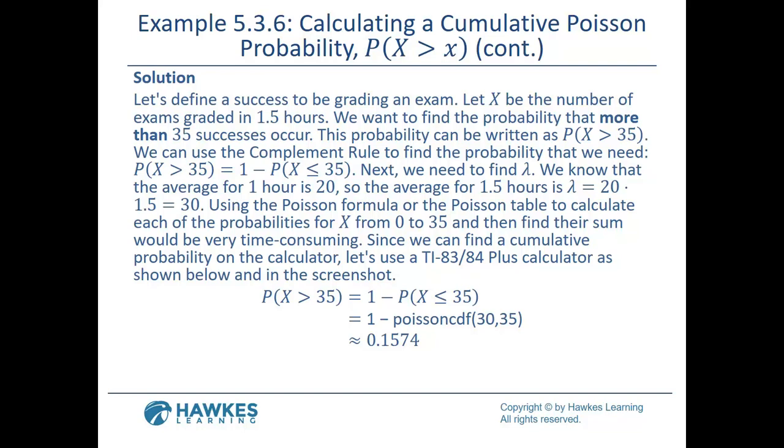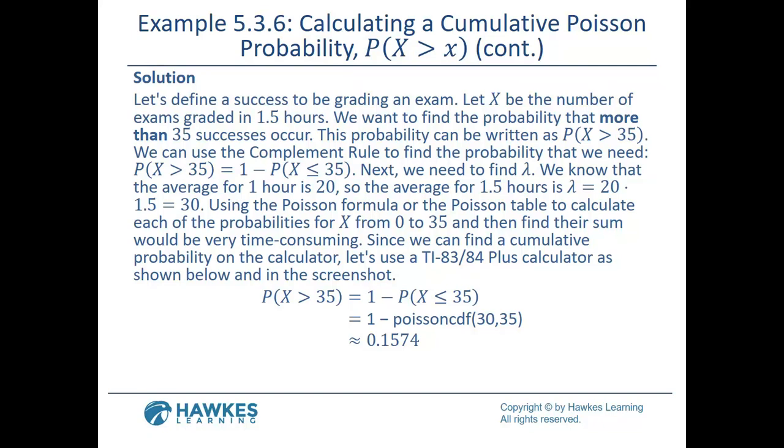So that must be the probability of x is greater than 35. And if I have 1 minus the probability of x is less than or equal to 35, we can now put it in the calculator. Now, before we can put it in the calculator, we do need to know what our lambda is. We know x is 35, so we're good there. But we do need to know lambda.